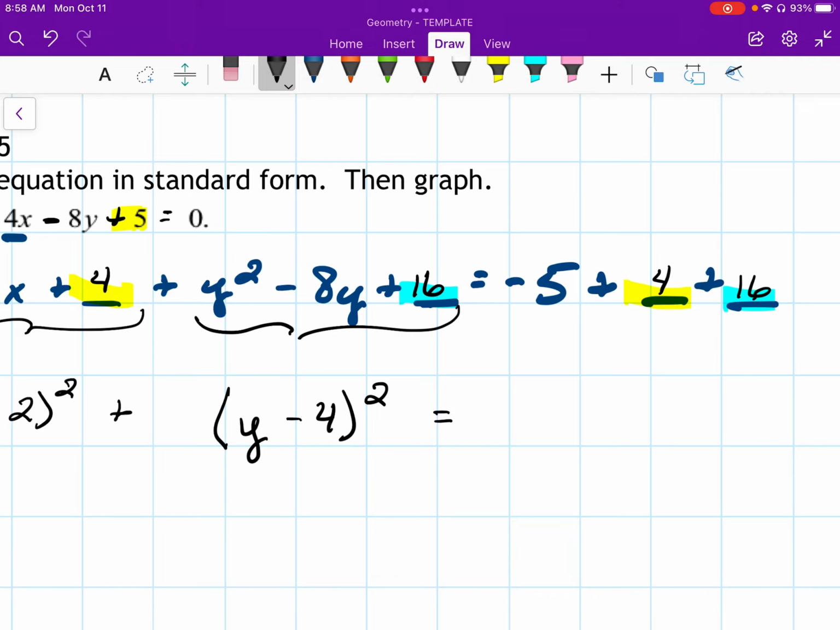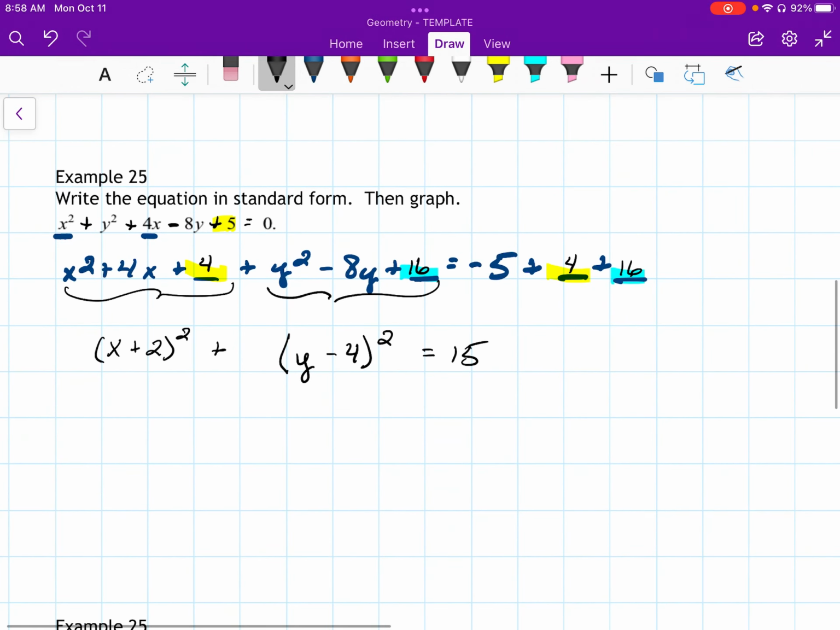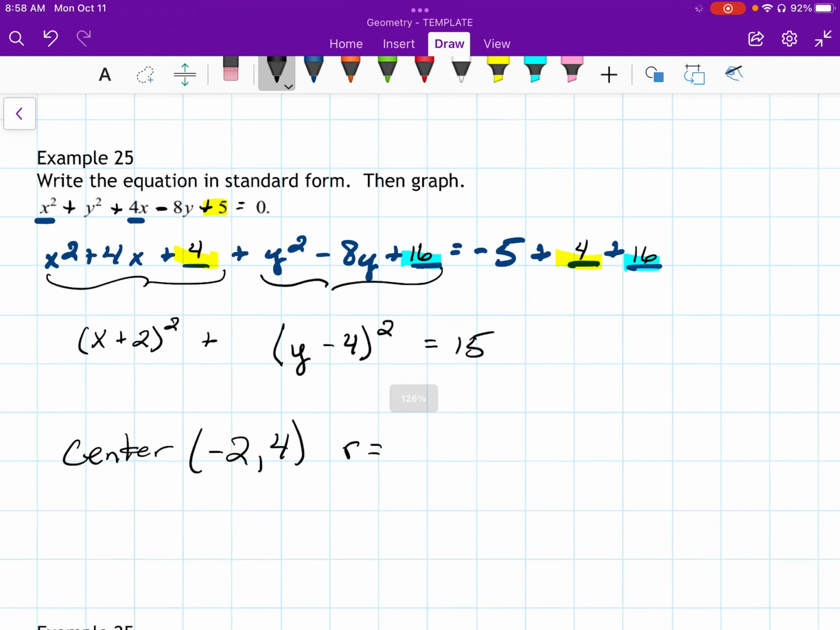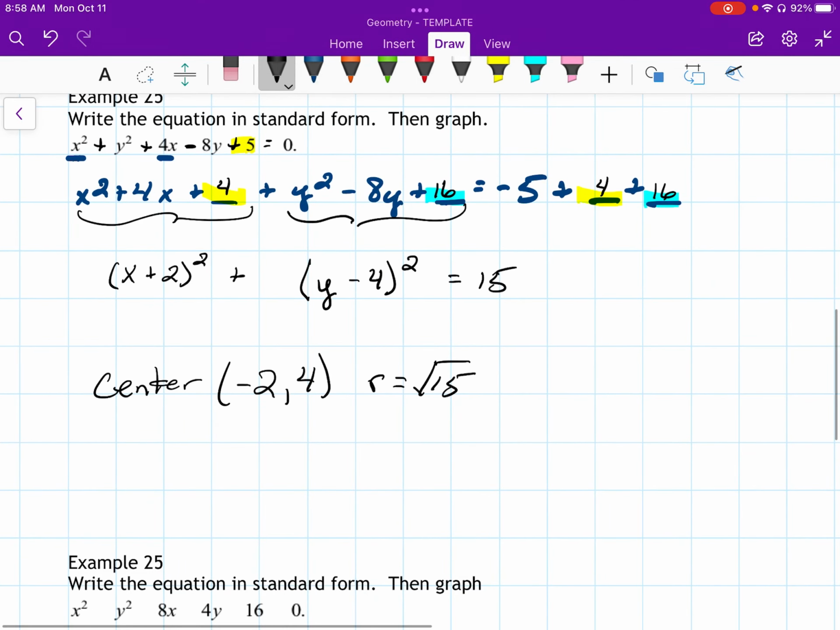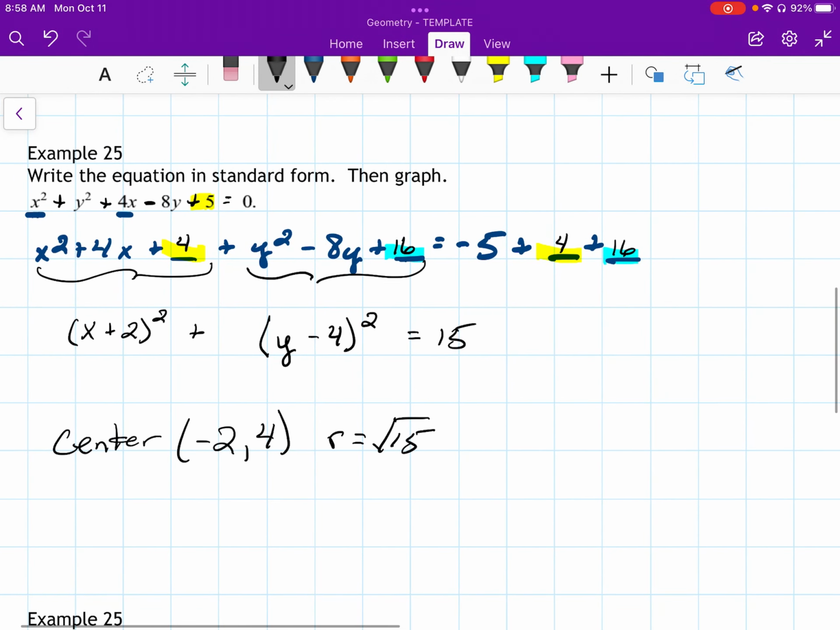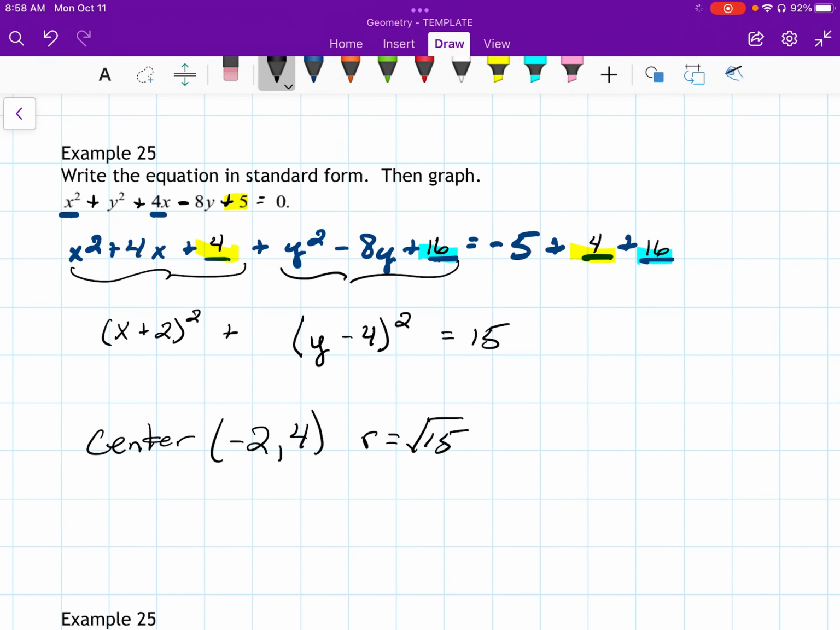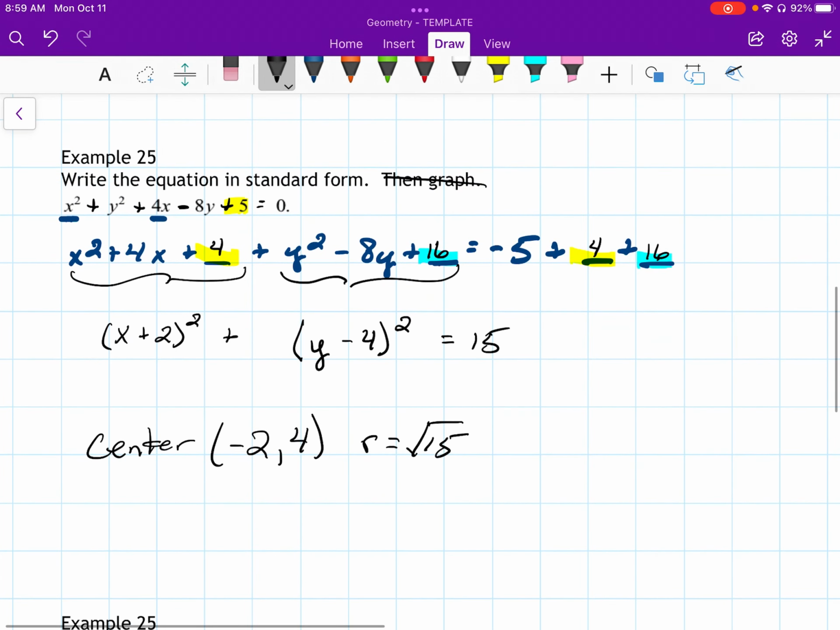Now here we'll have negative 5 plus 4 plus 16. So that gives me 15. So this would have a center of negative 2, 4, and a radius, well, that would be a radius of root 15. Now, going about graphing these, this one has a root 15, so I'm not actually going to graph this one. We'll look at the next one, and hopefully it comes out a little bit nicer, and we'll be able to graph it there, okay?